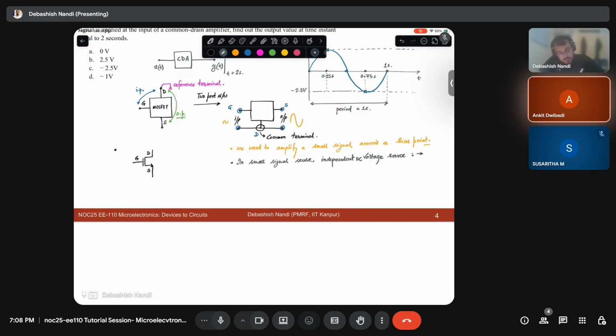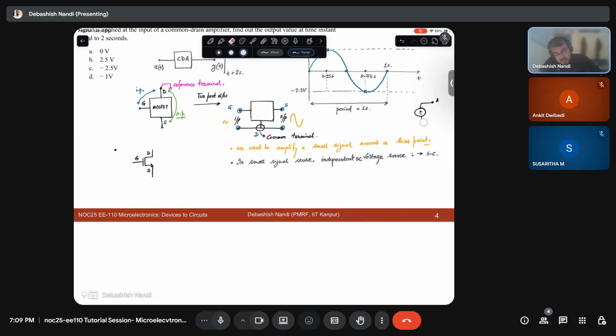Connected to ground. No, that is not the right word, right? The DC voltage source is nullified. Null means the voltage source becomes zero or short circuited. So why is it connected to ground? Because let's say this is your voltage source. This is node A and this is, let's say, connected to some node B.